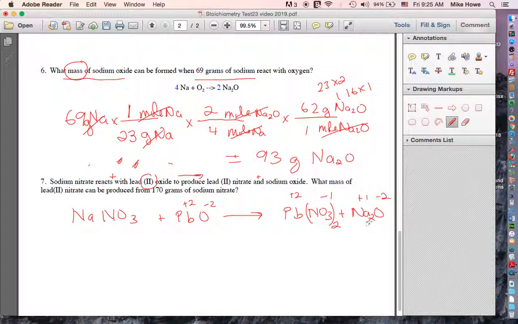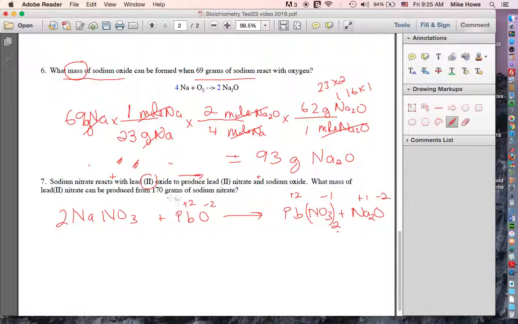Third thing we do is balance it. So it looks like everything's even except the nitrates and the sodiums. So over on this side, there are 2 nitrates here. On this side there's only 1 nitrate, so I need to put a 2 in front. That created 2 sodiums, but I already had 2 sodiums over here, so now we're finished.